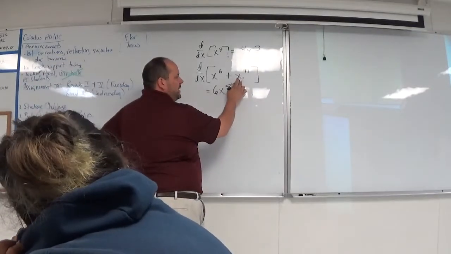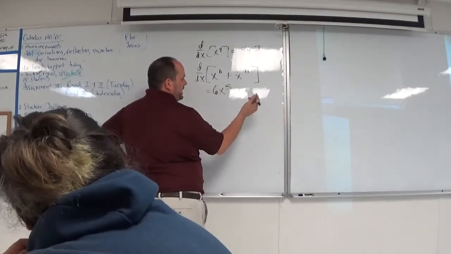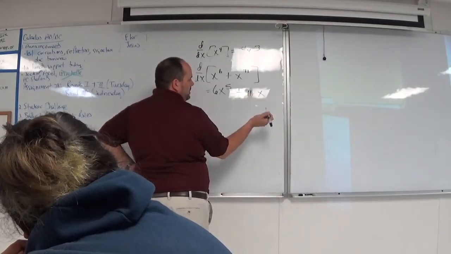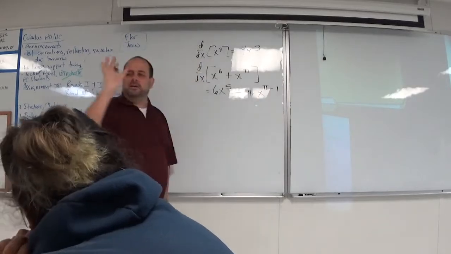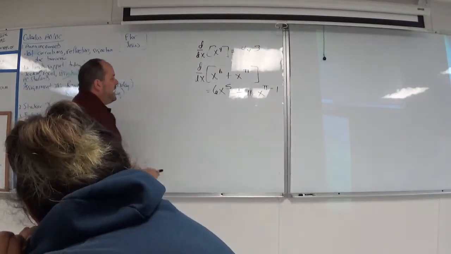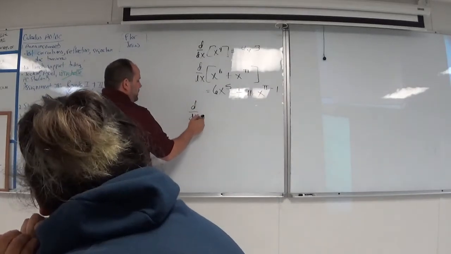As long as you have x raised to a power, what does the power rule say? Pi. Pi minus 1. I don't need to know what pi minus 1 is as a number. We just bring the power down and reduce the power by 1. Now here's where somebody's going to blow it.